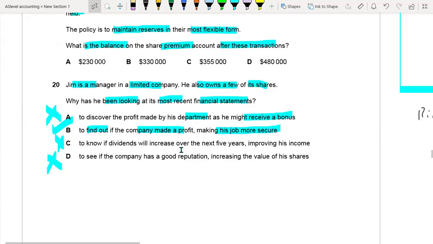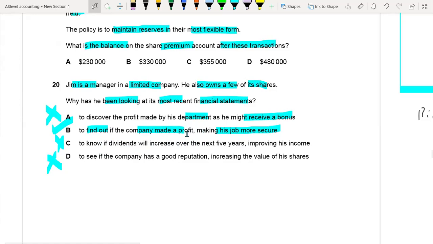Given these points, the most comprehensive reason for Jim to look at the financial statement can be, first of all, B, to find out if the company made a profit, making his job more secure, and it can be C, if dividends will increase over the next 5 years, improving his income. But since we have to select only one option, B addresses both his immediate job security and the overall profitability of the company, which indirectly influences dividends and share value.